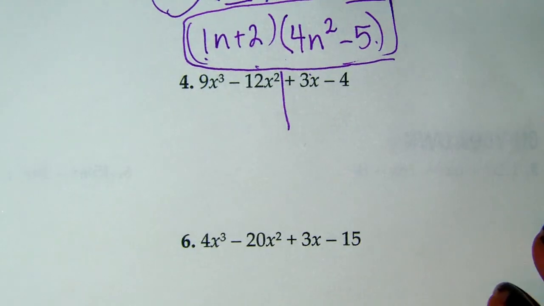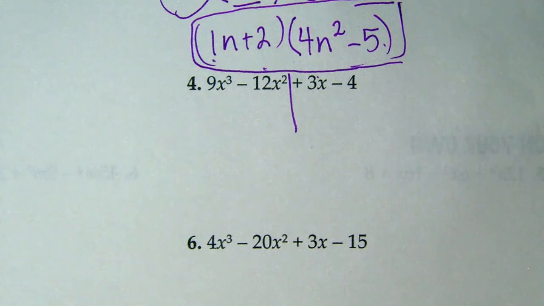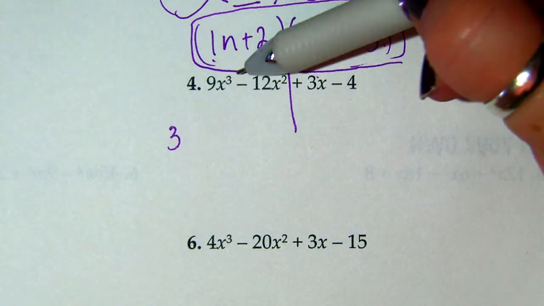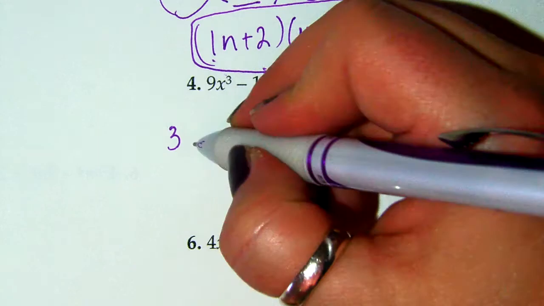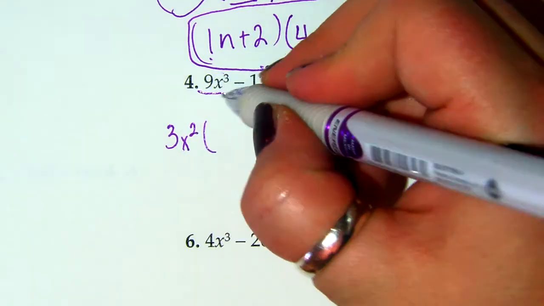Number 4. Draw a line down the middle. Greatest common factor on the left, so 9 and 12. Biggest number that goes into both is 3. And then the x's, in common, there are 3 here and 2 there. So I could take 2 out of both. There are 2 in common. Divide each one by 3x squared.